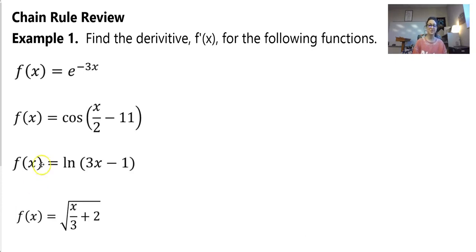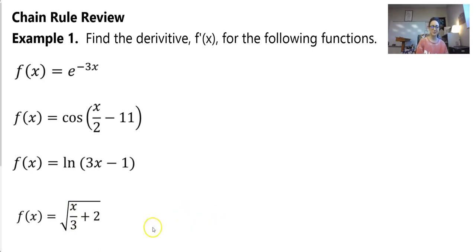All right, we're back. So for each of these, we want to find the derivative f prime of x. And each of these involves a chain rule. However, for each of the given f of x's, the inner function is linear, right? So in this case, my slope is -3. In this case, the slope or the derivative of the inner is 1/2. Here it's 3, and here it's 1/3, okay?